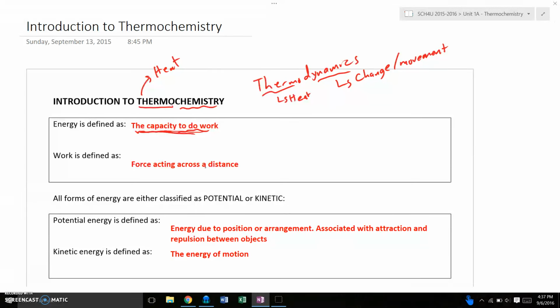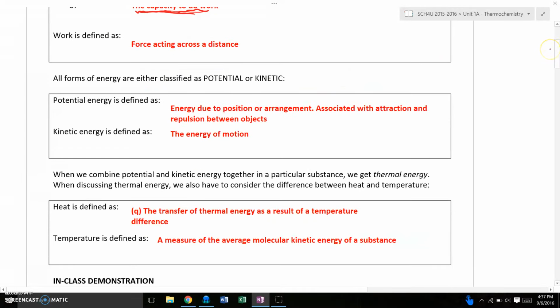So energy now is how easily something is moved, or how hard it is to move something across a distance. We deal with a lot of different forms of energy, but in chemistry specifically, we classify them as potential and kinetic energy. Potential energy really is mostly due to a position or arrangement. Okay, it's associated with the attraction and repulsion between objects. Really, it's potential because of this arrangement or its position.